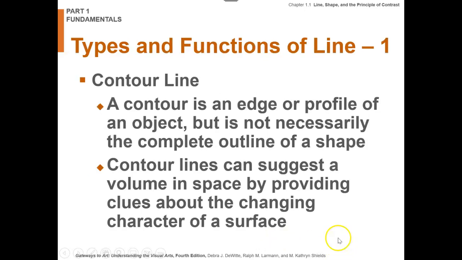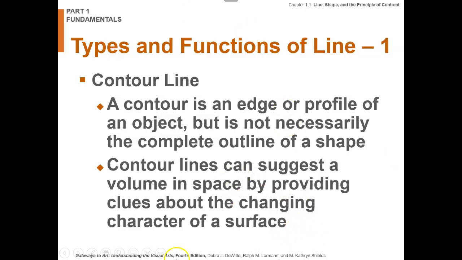This will be important when you're doing your analysis because you'll be able to talk about what line is doing. So the first type of line that we'll talk about is contour line. A contour line is the edge of an object, right? So say that you are drawing a bottle, you're just drawing the outer edge of that bottle, and that would be the contour of it. With contours, they could look flat, but they also could suggest volume and space. So it gives us clues about the surface and the character of the piece, right?